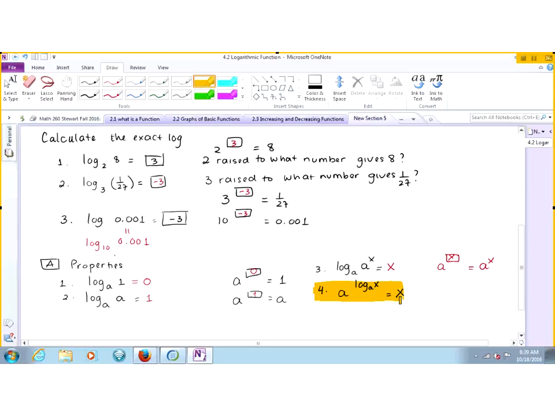Let's see. What else should I say? Can we calculate a little more? What about something like, I forgot these. So this is number 1, 2, 3. What about log base 4 of square root of 2? This is a little difficult.